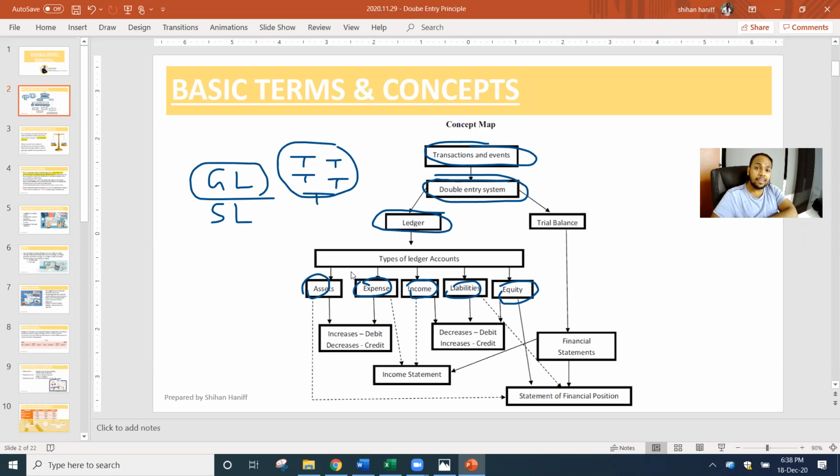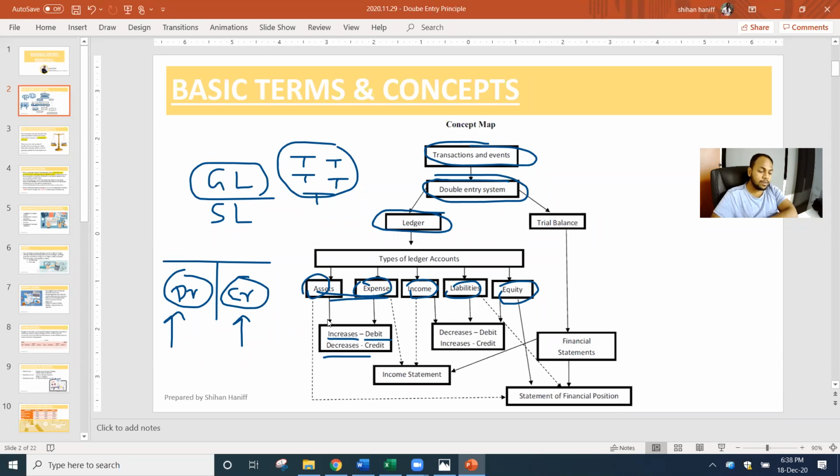If you take assets and expenses, an increase will be recorded as a debit entry and a decrease will be recorded as a credit entry. If this is the ledger account, the left side is called debit, DR, and the right side is called the credit side. So assets and expenses, if they increase, we record them on the debit side, and income, liabilities, and equity, if they increase, we record them on the credit side. If they decrease, we record them on the debit side.